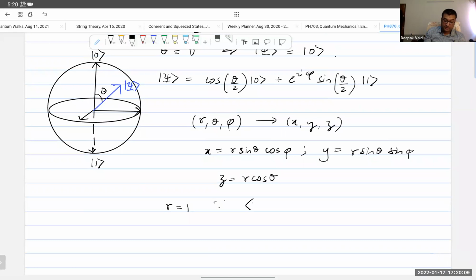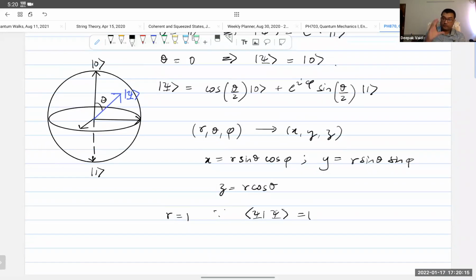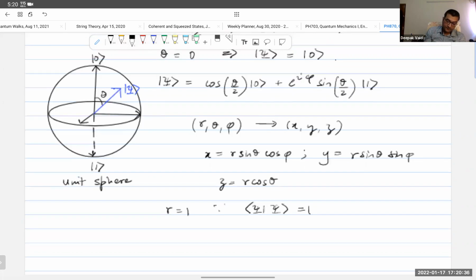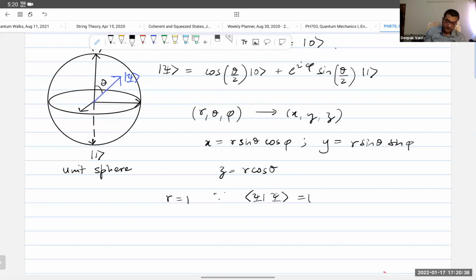Because we'll take our states to be normalized, so we are always working with the surface of the unit sphere. We will see that points inside the unit sphere also have an interpretation, as certain kinds of states, but we'll come to that later.